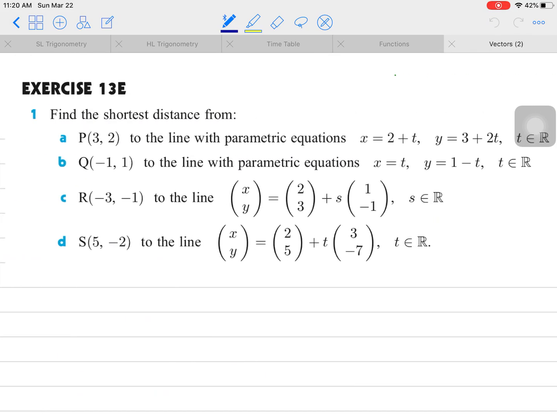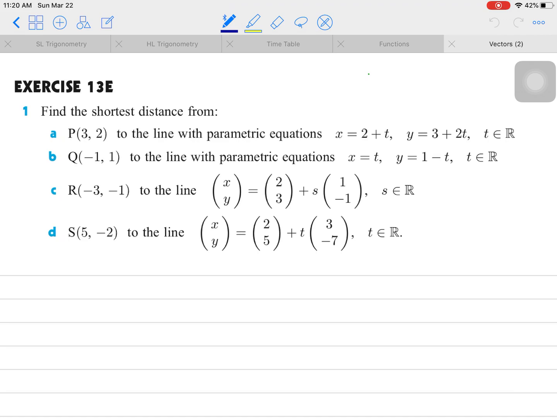Look at this question. This is exercise 13E, question number 1. The question says, find the shortest distance from a point P(3, 2) to this line. The line's equation in parametric form is given to you. Parametric form means the values of x and y are given in terms of the parameter t. So for different values of t, it gives me different points on the line.